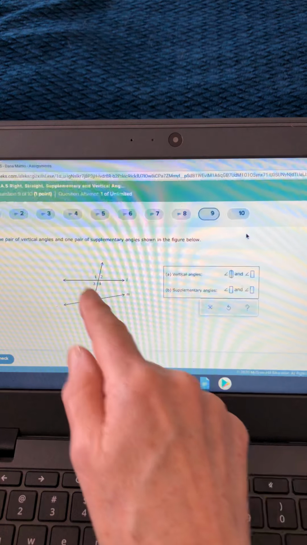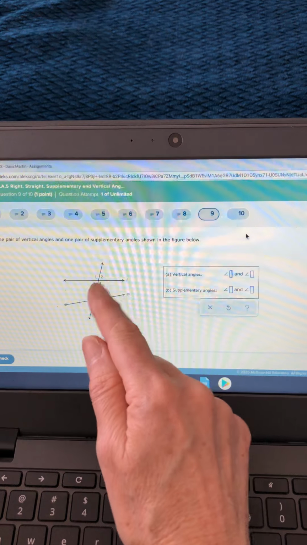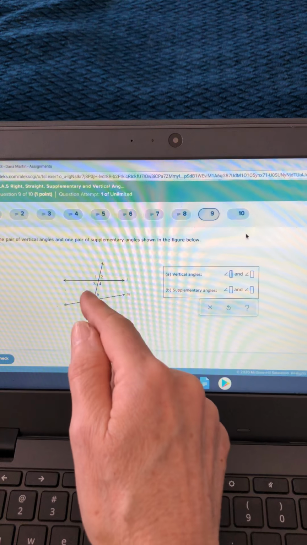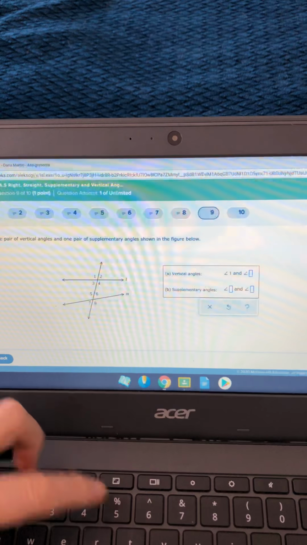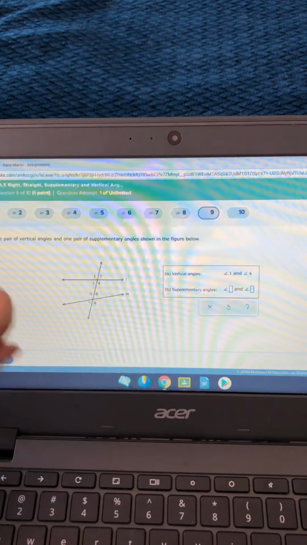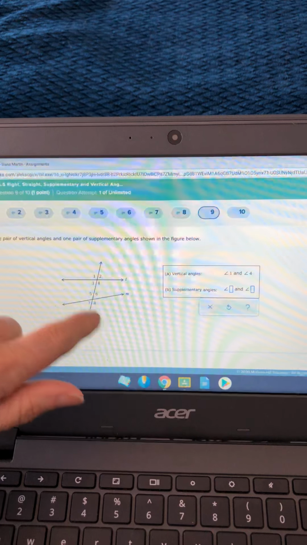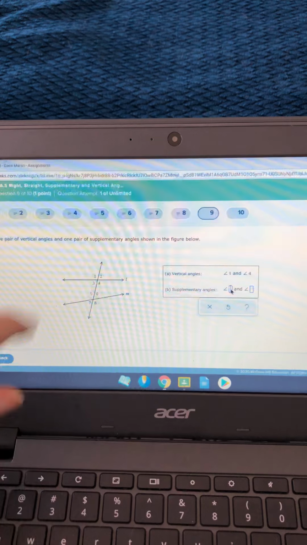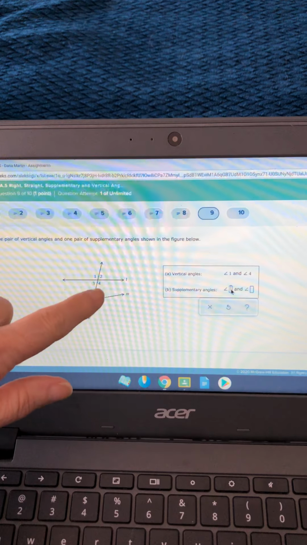Okay, vertical angles, opposite angles. Supplementary, right next to each other. What to choose from? Well, for vertical, I'll go for 1, 4. That's just there and easy. So supplementary, heck, 1, 2. I'll use this one down here. 5, 6. Could have done several. There's 4 supplementary pairs for each of these lines here.